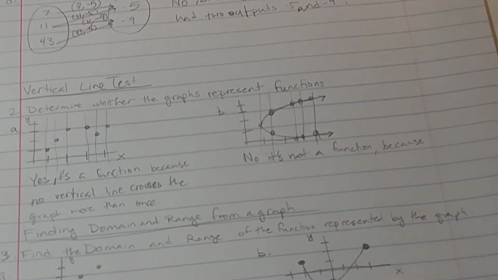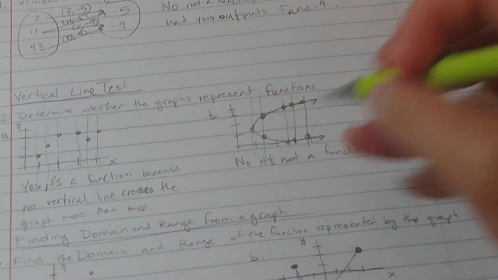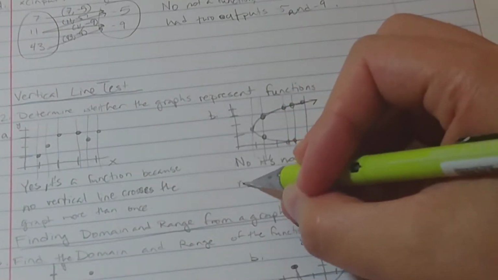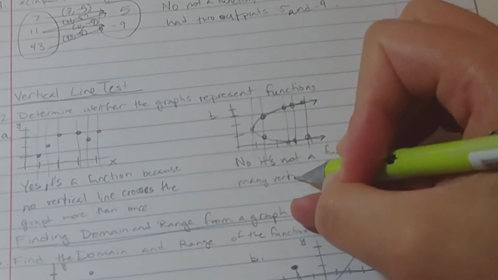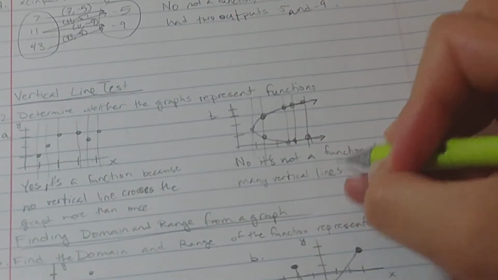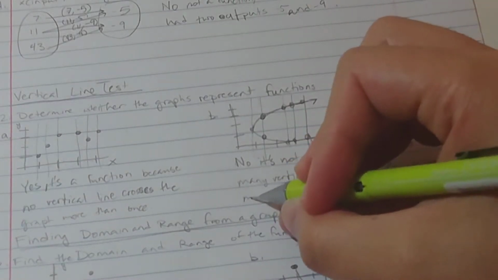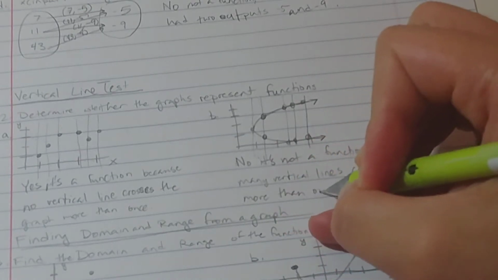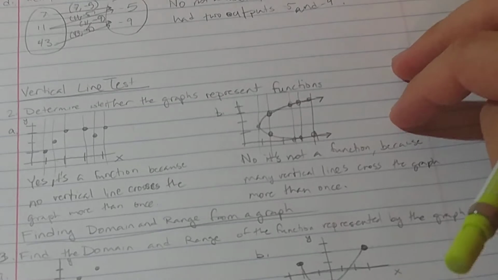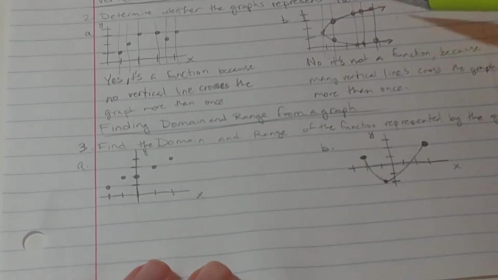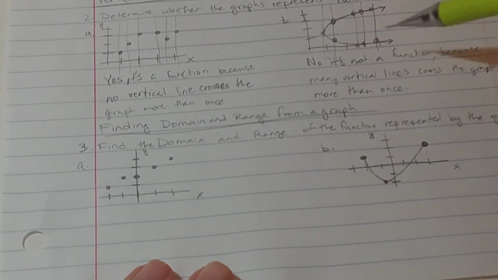And you can say many inputs have more than one output. Or you can say because it failed the vertical line test, many vertical lines cross the graph more than once. Alright, so that's how you can tell whether a graph is a function or not.